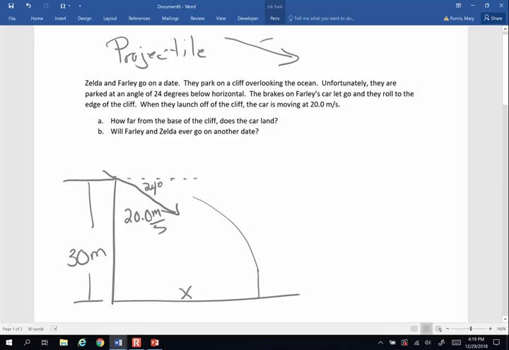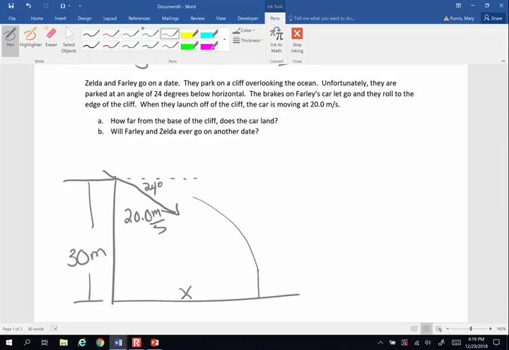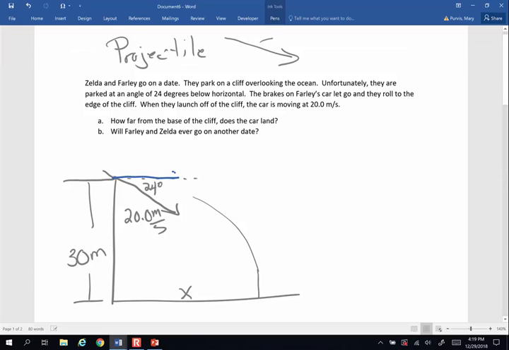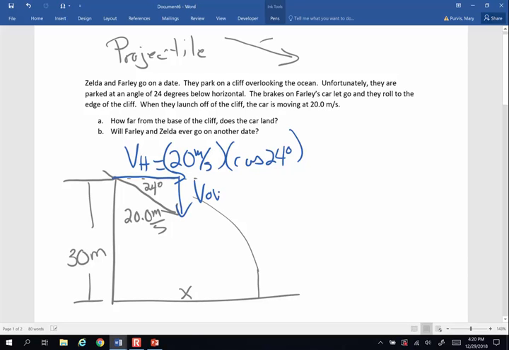First thing we do when we've got something at an angle like this is we break it into vertical and horizontal components. So let's do that. The horizontal velocity is the adjacent side, so this is going to be 20 meters per second times the cosine of 24 degrees. And the original vertical velocity is the opposite side, so 20 meters per second times the sine of 24 degrees. So let's pick up our calculators, put our numbers through here.